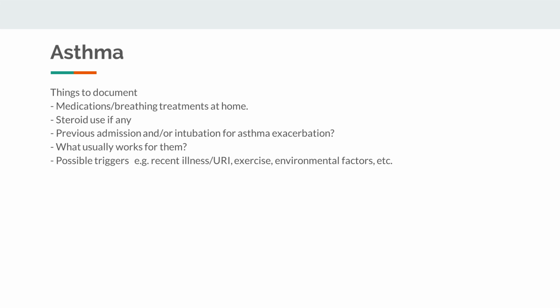Important things to document for these patients will be medications and breathing treatments they may have tried at home, and if they're currently on any steroids. Doctors will often ask if they have been admitted or intubated in the past for their asthma exacerbation, and may also ask what usually works for them. Also document any potential triggers such as recent illnesses or environmental factors.